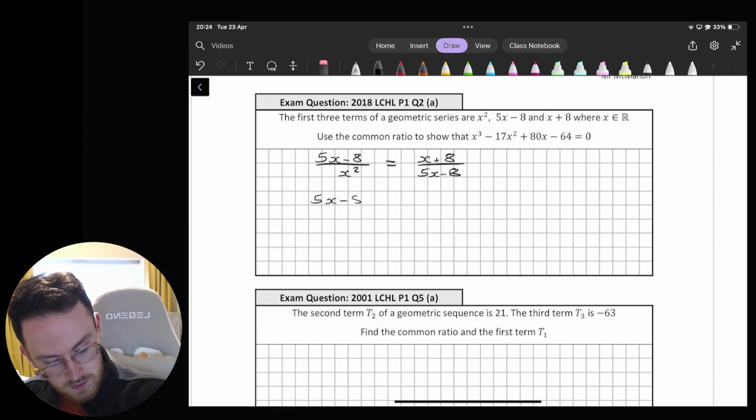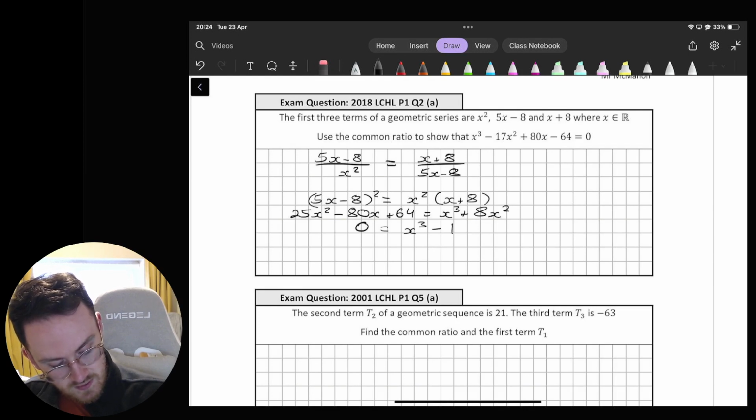So following essentially the same as the example we just had, x squared by x plus 8, and all I'm really being asked to do here is to end up with the same cubic that they have in the question here. Let's bring everything over to one side, so x cubed minus 17x squared plus 80x minus 64, and that's as required.